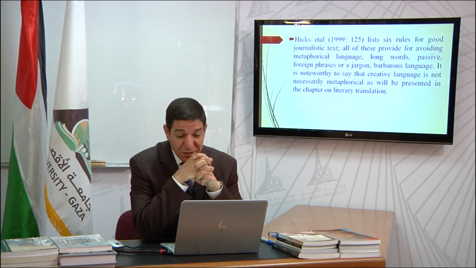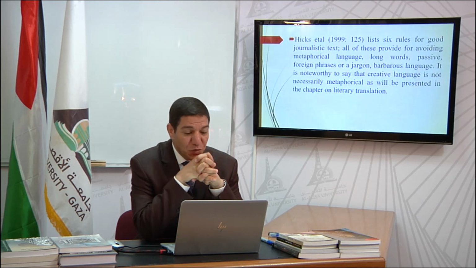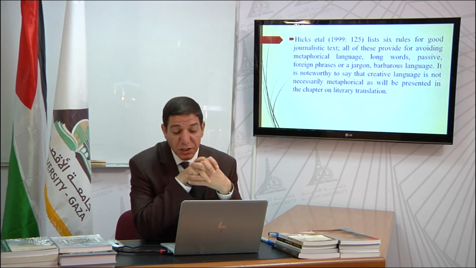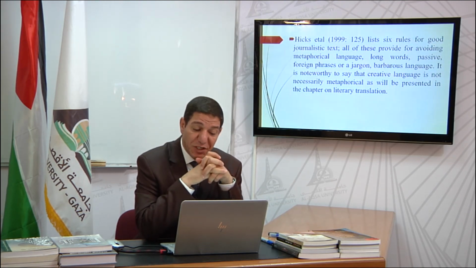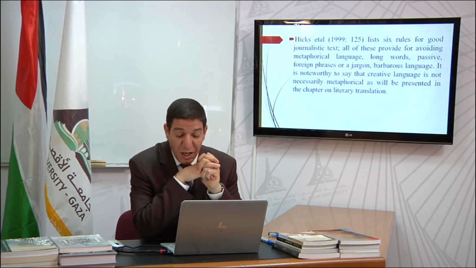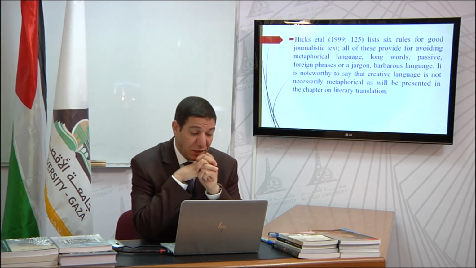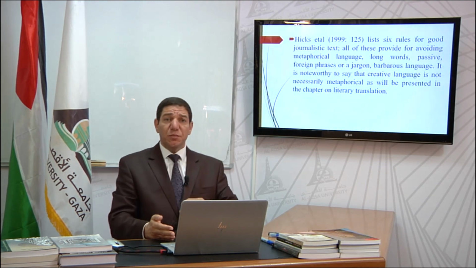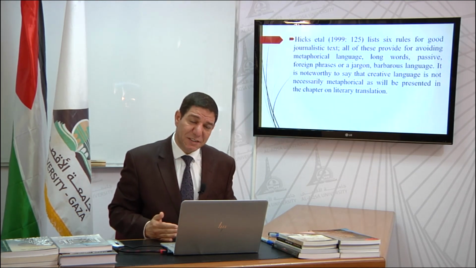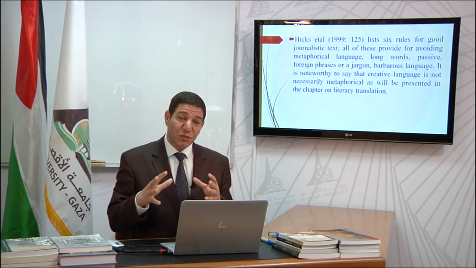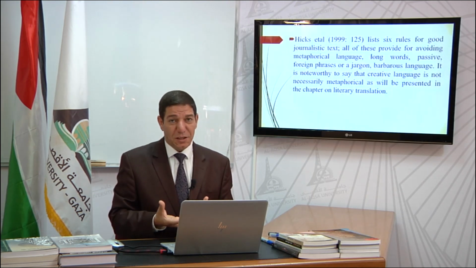Hatim and Mason list six rules for a good journalistic text. All of these provide for avoiding metaphorical language, long words, passive constructions, foreign phrases, or jargon, barbarous language. All these must be avoided as much as you can. Why are you learning this as a translator? Because it is very important for you, when you produce a text from English into Arabic, to know at least the tradition of the world you are living in at the moment.